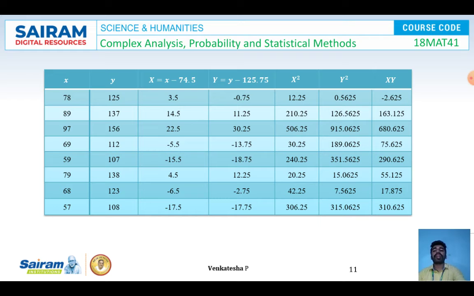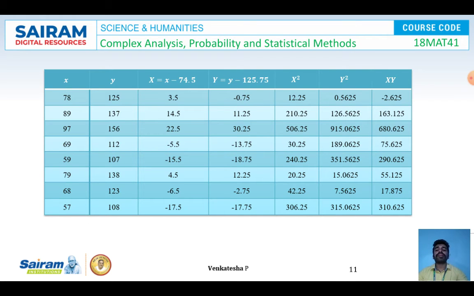So to calculate capital X, subtract all the x values with 74.5. To calculate capital Y, subtract all the y values with 125.75. So we got 3.5 as capital X, 14.5, 22.5, minus 5.5, minus 15.5, 4.5, minus 6.5, minus 17.5. Capital Y is minus 0.75, 11.25, 30.25, minus 13.75, minus 18.75, 12.25, minus 2.75, minus 17.75.